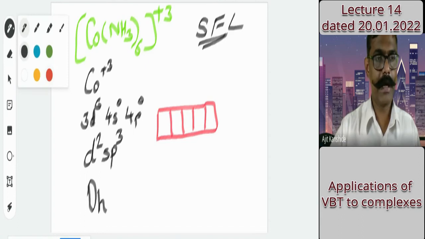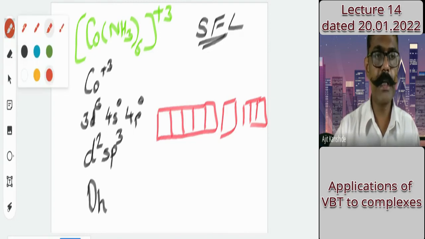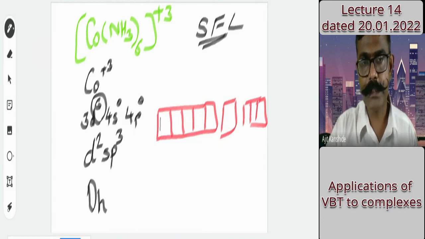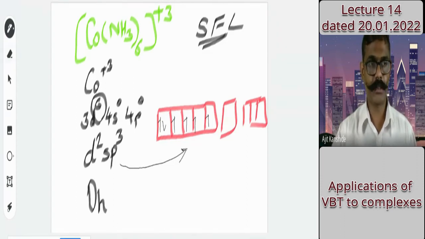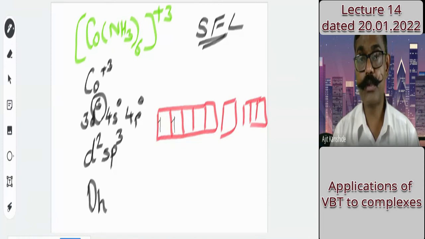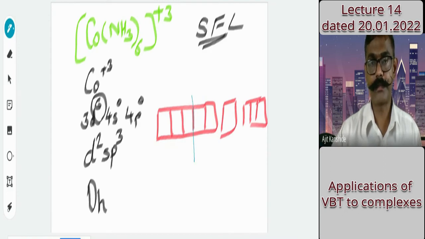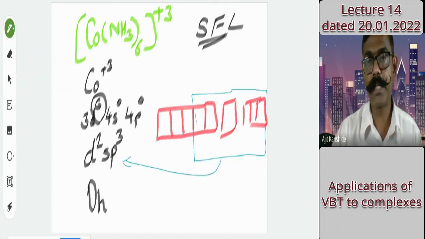These are our d orbitals. I represent the s orbital also, and also I represent the p orbitals. Ground state electronic configuration means 6 electrons I have to arrange. First electron, second electron, third, fourth, fifth, and sixth. Since there is d2sp3 hybridization, the metal ion has to make available 2 orbitals. These 2 orbitals plus 1 s orbital and 3 p orbitals. So hybridization is d2sp3. And in those hybrid orbitals, lone pairs from ligands will be there.